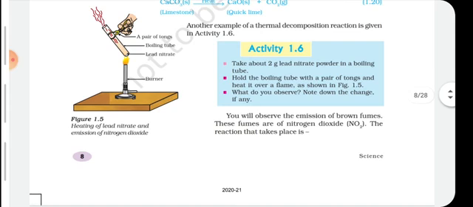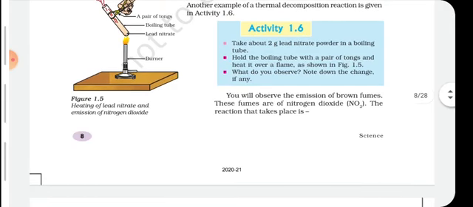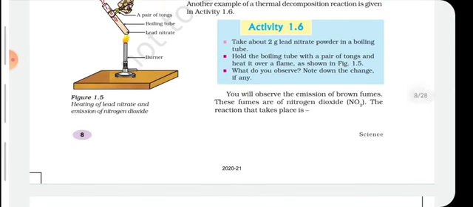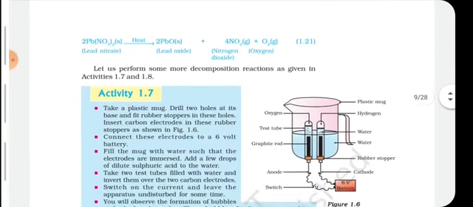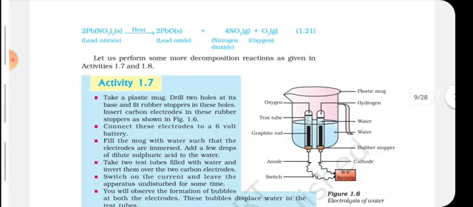Okay. The emission of brown fumes produced by this activity was also known as nitrogen dioxide. Now I am not reading the whole activity just now as we are doing the revision, but you go through it. But remember one thing, the brown colored fumes produced is always the nitrogen dioxide gas. The reaction of the lead nitrate is also given over here. Please pay attention.